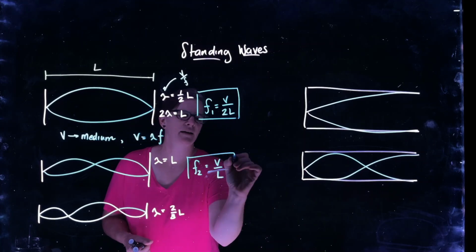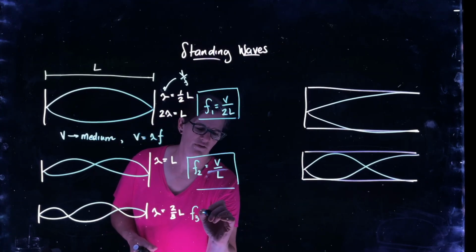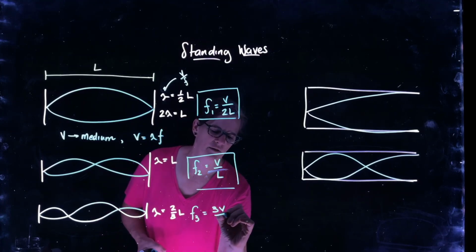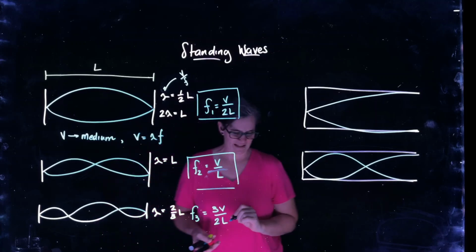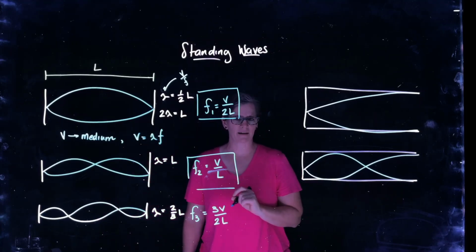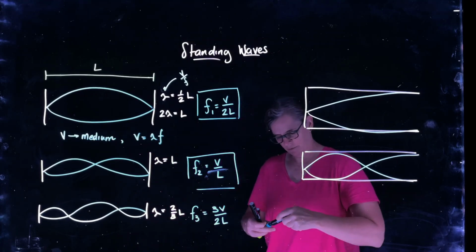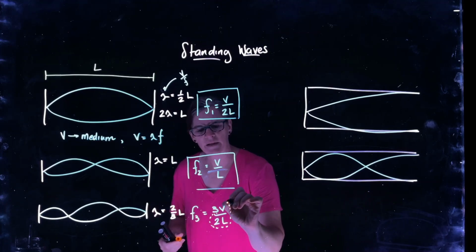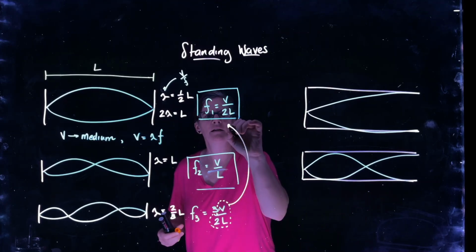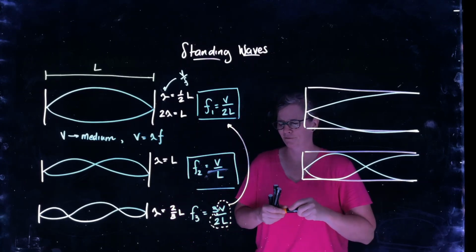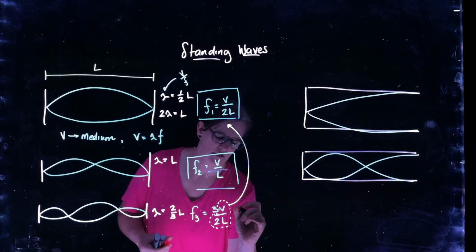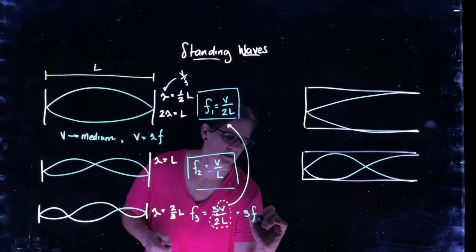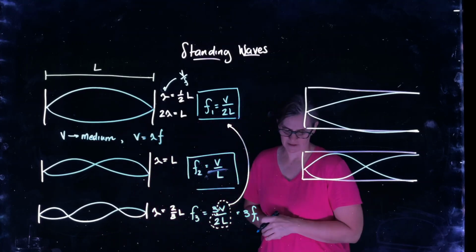And for my third harmonic, we find that 3 times the speed, over 2 times the length, is the third harmonic. Well, this relationship, the speed over 2L, is simply my fundamental frequency. So this turns into 3 times my fundamental frequency.